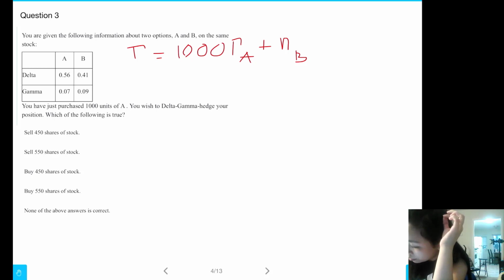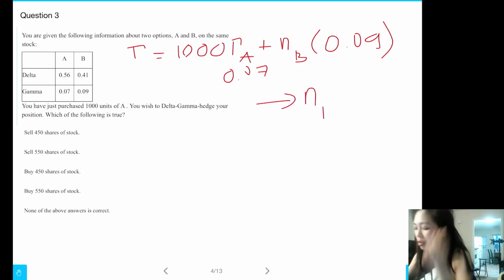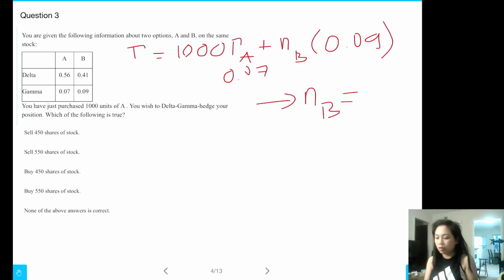Gamma B is 0.09. And gamma A is given, right? Gamma A is given, which is 0.07. Let's say 0.07. So from here we can find the number of option B: 1,000 times 0.07 divided by negative 0.09. It should be negative 778.